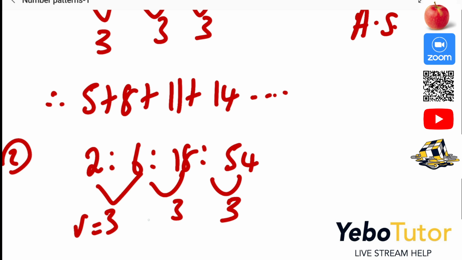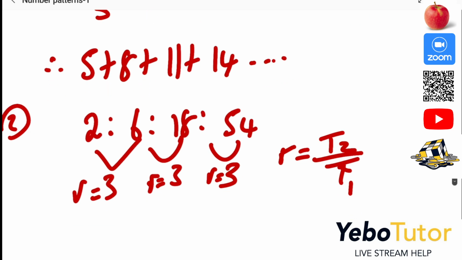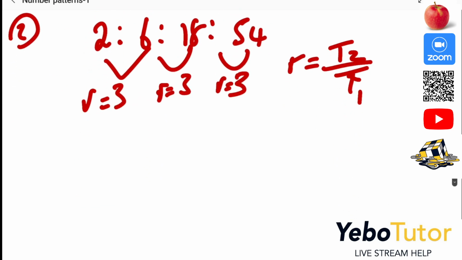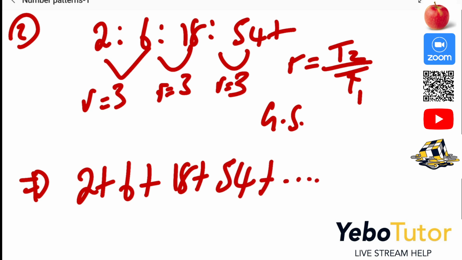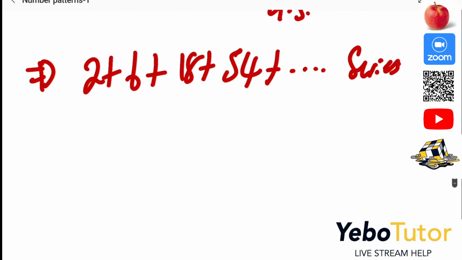R is equal to 3, because you know that R is the constant ratio, which is T2 divided by T1, or the forward one divided by the previous one. So we can see that this is a geometric sequence. So the geometric series will be 2 plus 6 plus 18 plus 54. That will now give us our series.